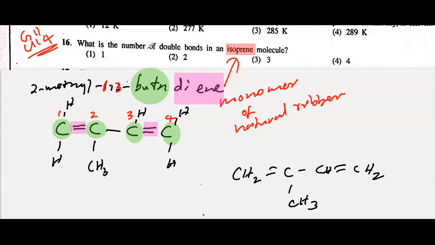2-methyl-1,3-butadiene. How many double bonds are there? 2 double bonds. They are asking the number of double bonds, right? It has 2 double bonds. Please raise your hand those who got this answer. I mean, we haven't done this lesson yet, but since some of you have done this, maybe in school, I thought of giving the answer. So the answer is second. Please raise your hand those who got the second answer. Very good. Question number 16, the answer is second.